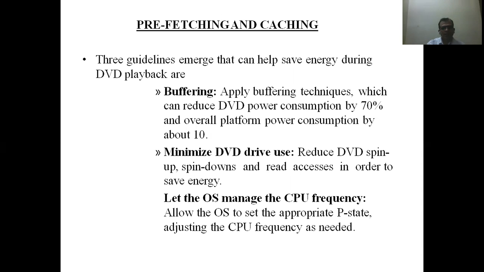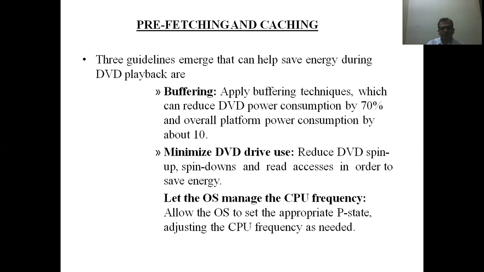Prefetching and caching. Three guidelines emerge that can help save energy during DVD playback. First, applying buffering techniques can reduce DVD power consumption by 70% and overall platform consumption by about 10%. Move the data into the buffer, so it will save around 70% of energy. Second, minimize DVD drive use, reducing DVD spin downs and read access in order to save energy. So you can reduce the spinning, and that will save energy.